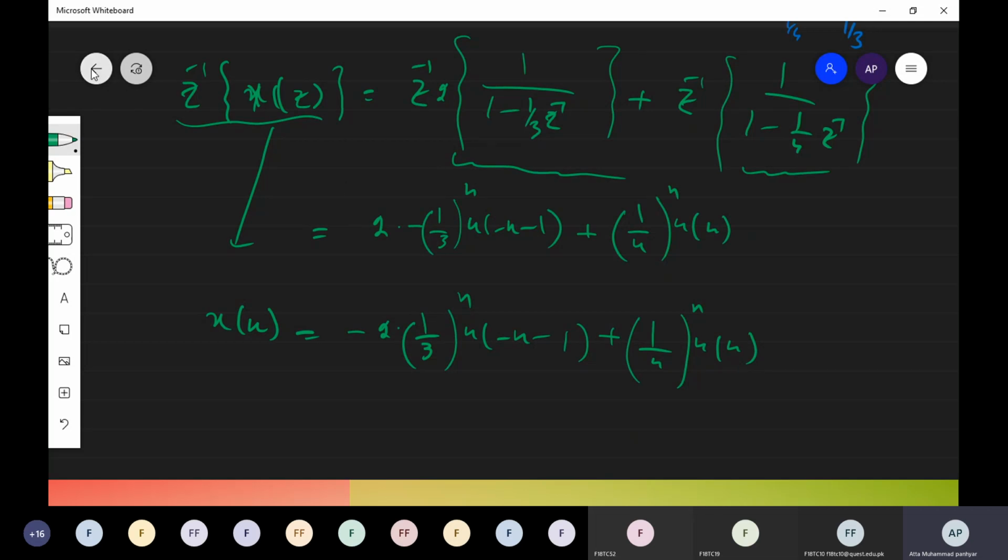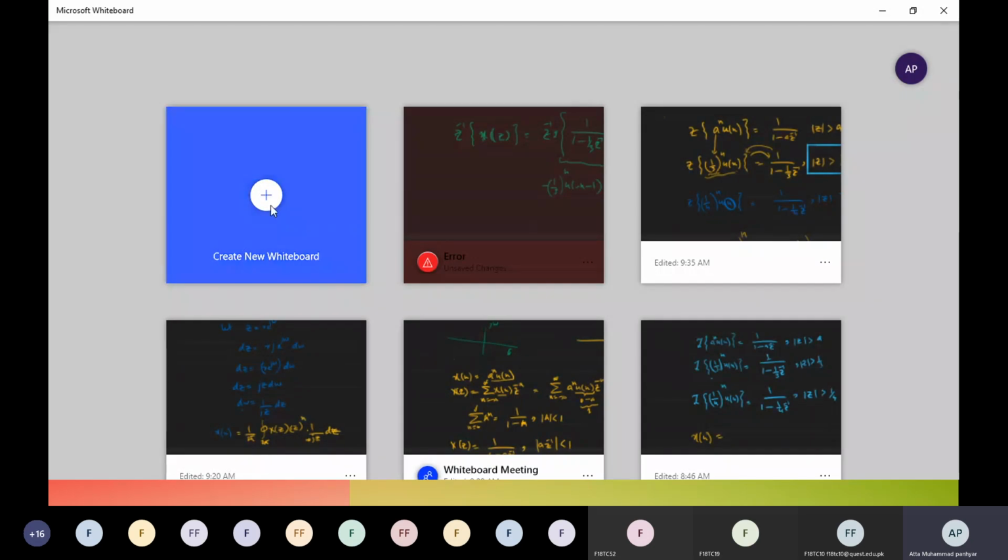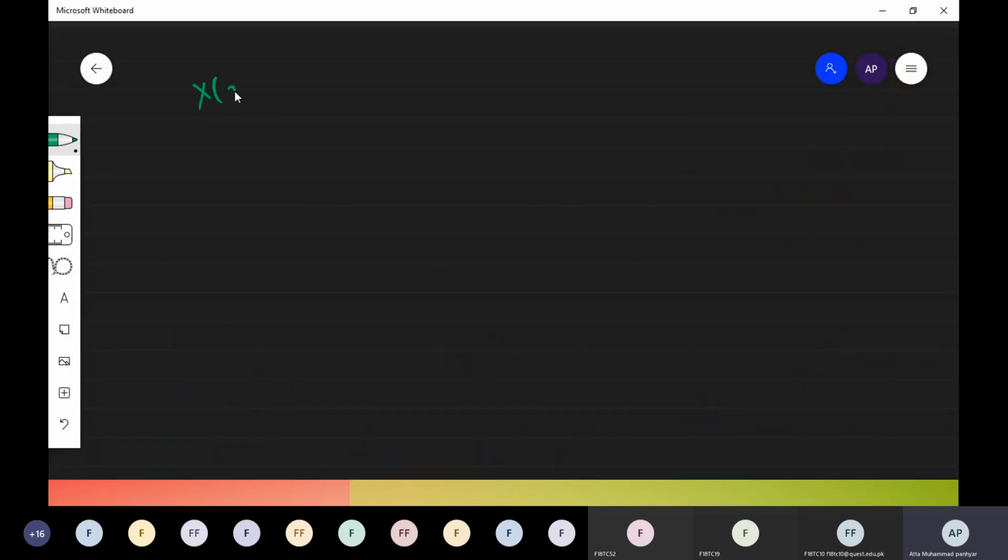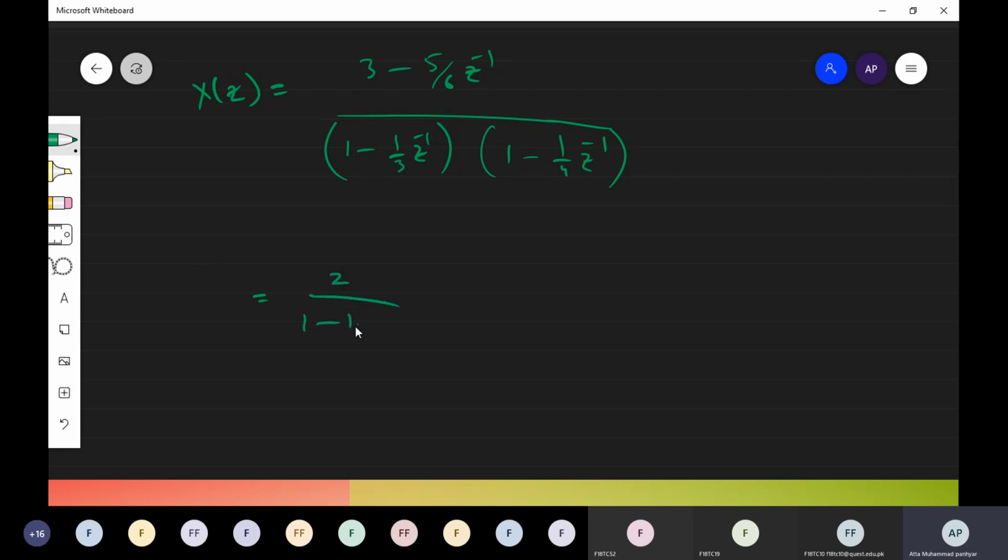Okay, so the last variation to this signal is, for example, if we have X(z), that is again the same signal, (3 minus 5/6 z^-1) upon (1 minus 1/3 z^-1)(1 minus 1/4 z^-1), right? So this is again using partial fraction, that must be equal to 2 upon, right, using partial fraction, because it is the same duplicate operation. I am not performing it again.